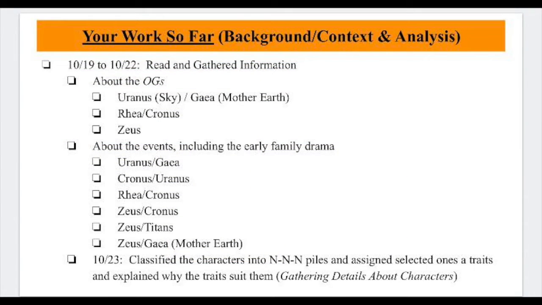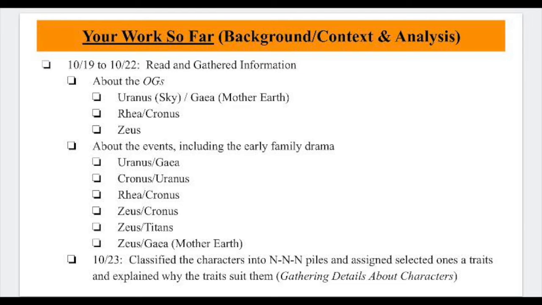Now, what are some of the work that we've done so far? If we think back to last week, we started out by reading and gathering information about the main characters and the main events. So characters like Gaia and Cronus came up, and Zeus. And then we learned also about what happened with Gaia and Uranus, what happened with Rhea and Cronus, and what happened with Zeus, and some other small instances in between. So we have a lot of contextual knowledge. We have the background information. We have the content.